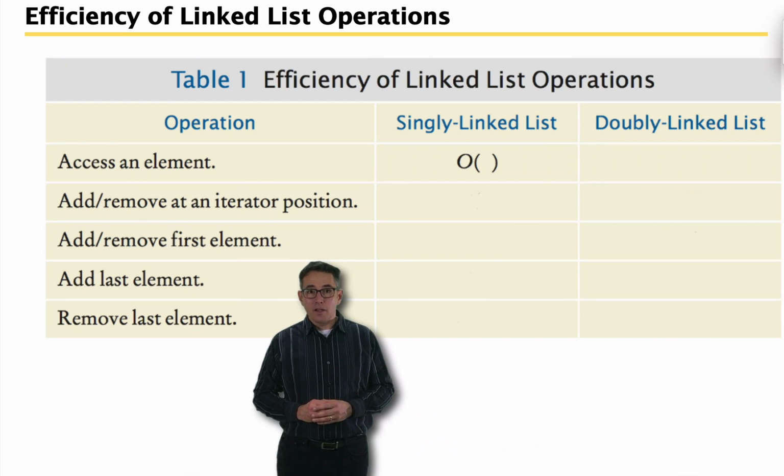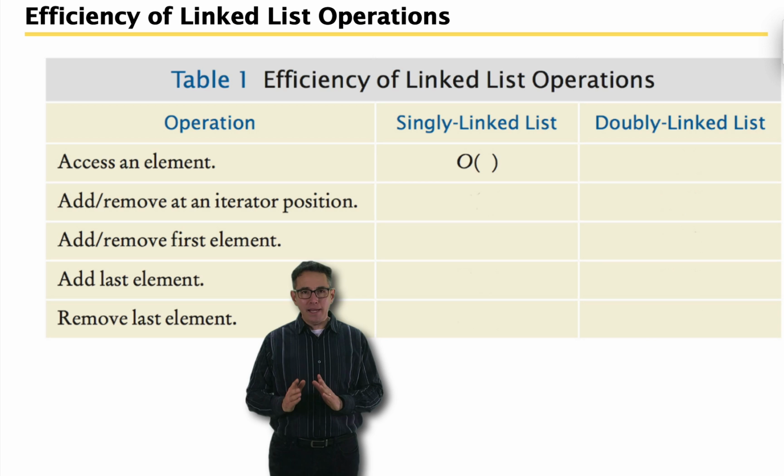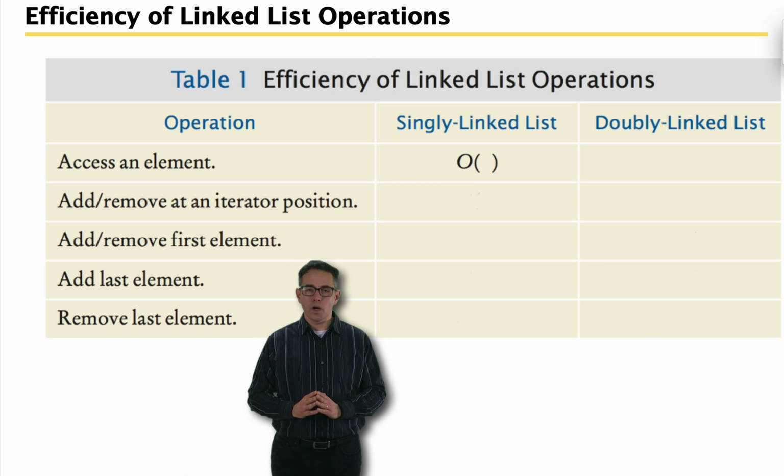So in summary, we can list the different efficiencies that we get from different kinds of operations. The operations are listed there on the left: access an element, add or remove an element once you have an iterator there, add or remove the first element, add the last element, and remove the last element. We can compare how a singly linked list and a doubly linked list work in terms of efficiency. How fast are they?